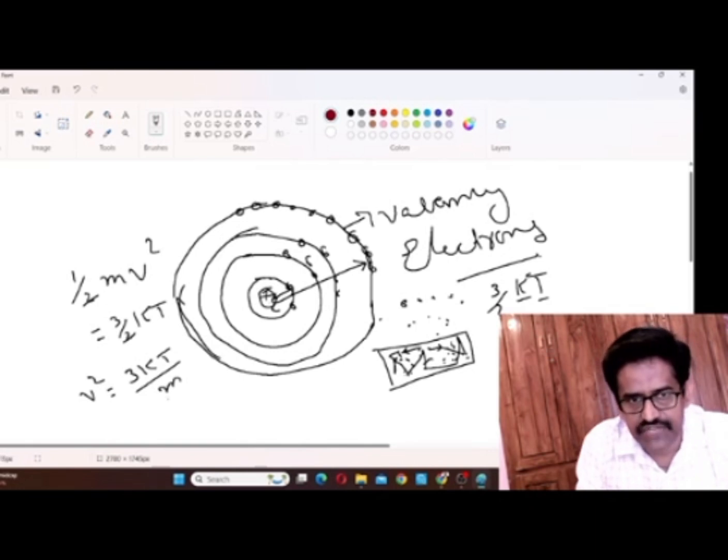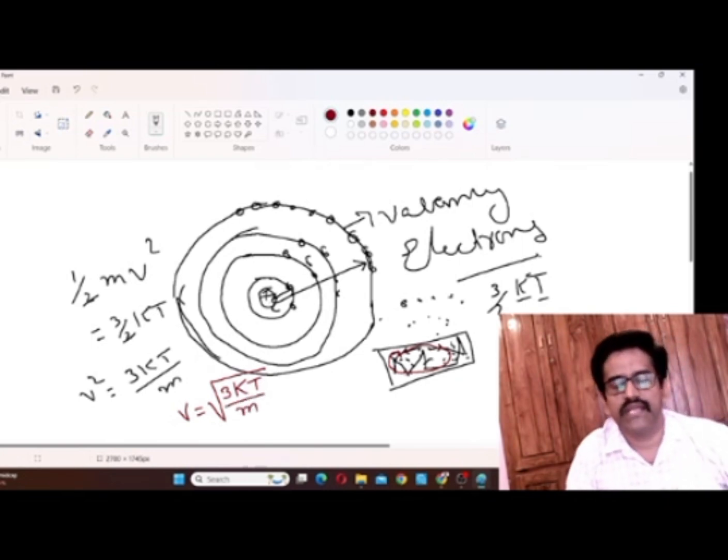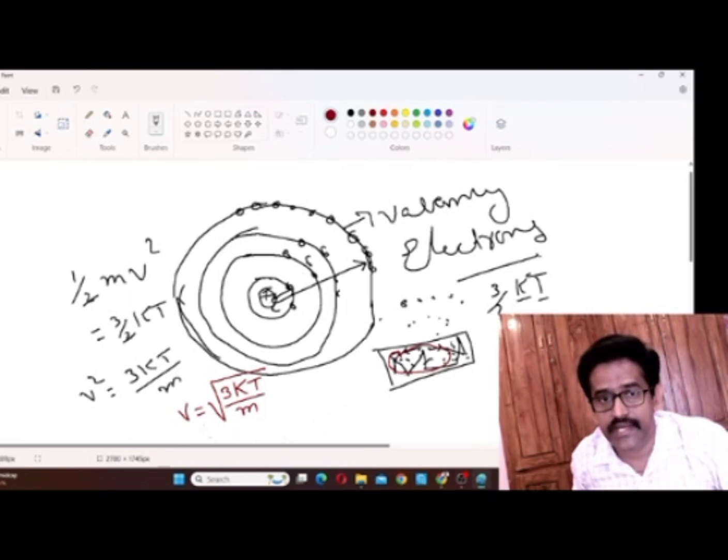Now the velocity v, this is the random velocity with which the electrons move in a metal piece. That is, v is equal to root over 3kT by m, where k is the Boltzmann constant, T is the absolute temperature, and m indicates the mass of the electron.